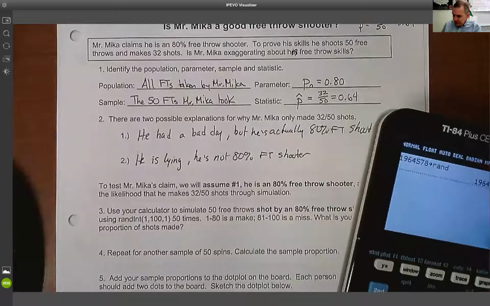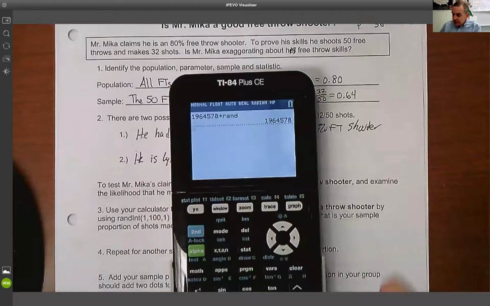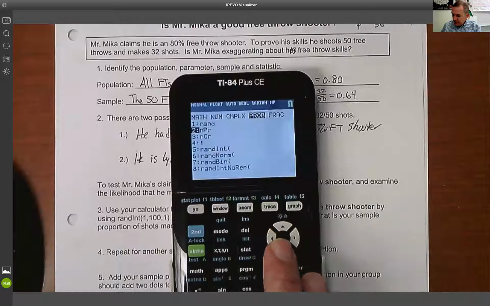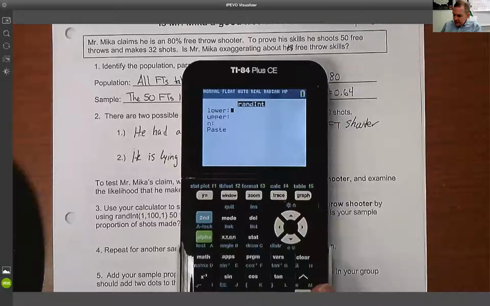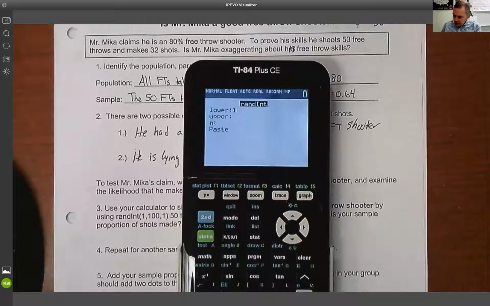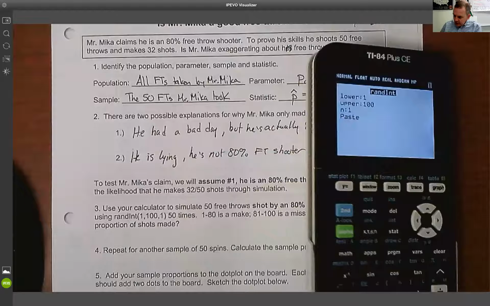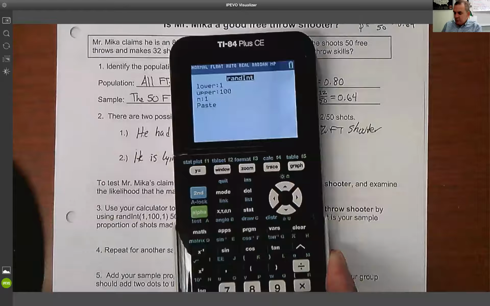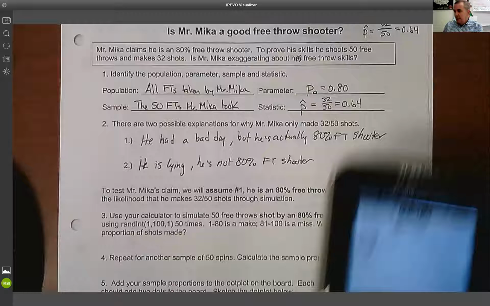Okay, so what's going to happen is I can go ahead and simulate him shooting. I'm going to do again math, prob, randint. I'm going to say that I want to go from 1 to 100. And I want to go ahead and take one free throw. And if it's 1 to 80, I'm going to say that he made it. If it's 81 to 100, I'm going to say he missed it.